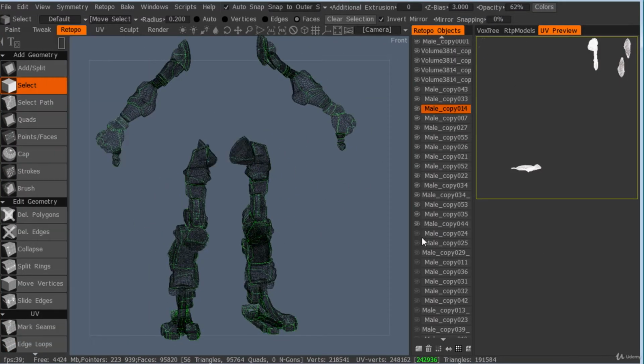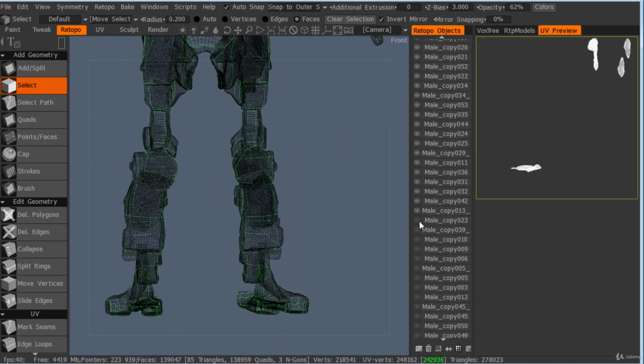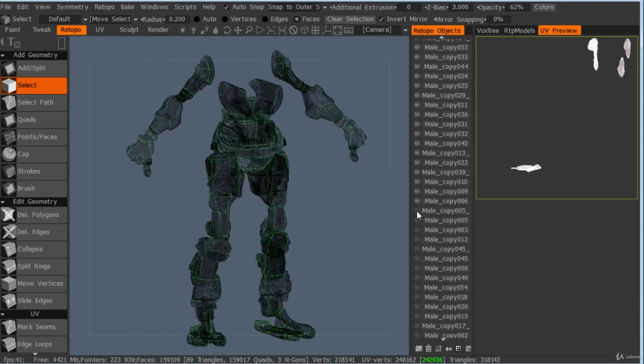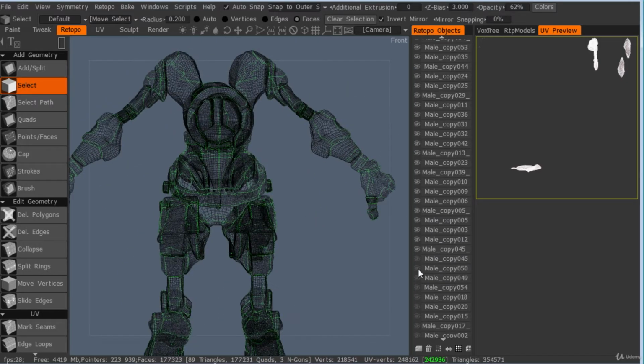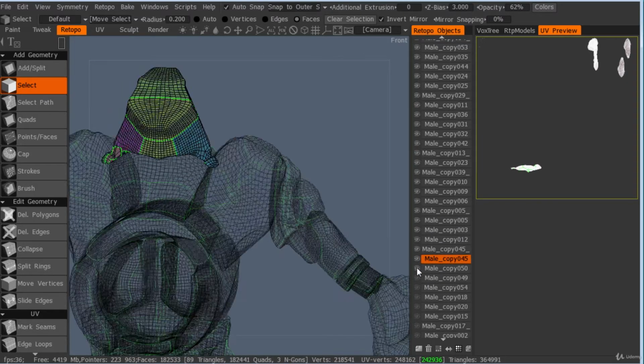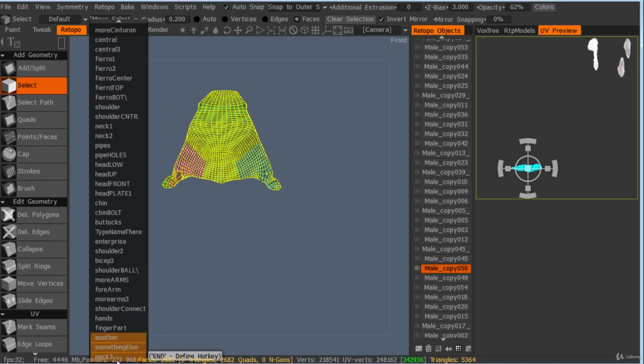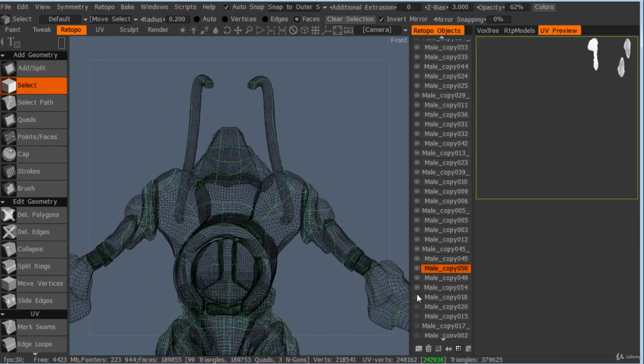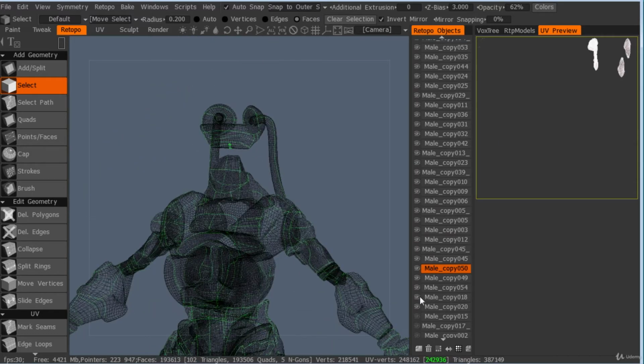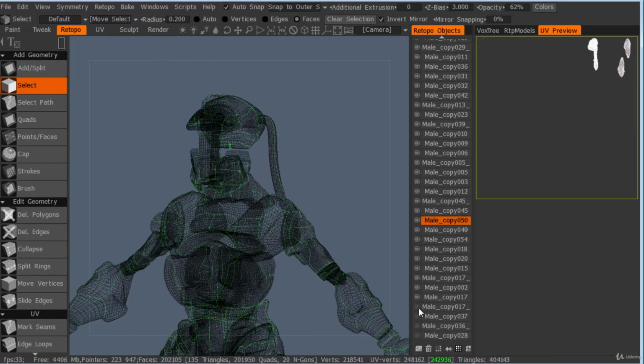Now, one of the interesting things about this course is that the model is quite complicated because there are so many pieces, and so we really end up trying to manage a ton of information. We've got voxel objects, we've got retopo objects, we've got UV objects, and how do we manage the whole thing and put it together?